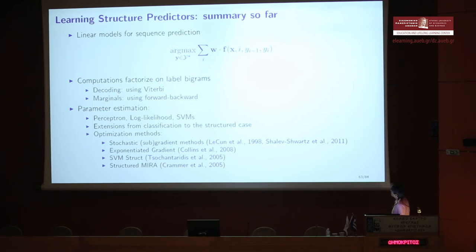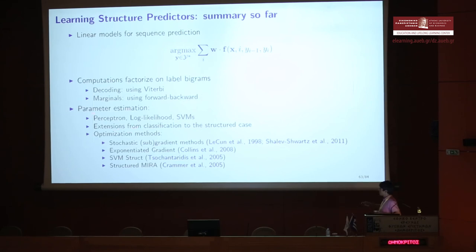So to wrap up, I presented linear models for sequence prediction. I insisted a lot on the advantages that the computations factorize on bigrams, okay, because then this allows you to use Viterbi or forward-backward. And then parameter estimation can be based on perceptron, or on log likelihood, namely CRFs. There are also variations of SVMs for the structured case, which I didn't cover, okay.